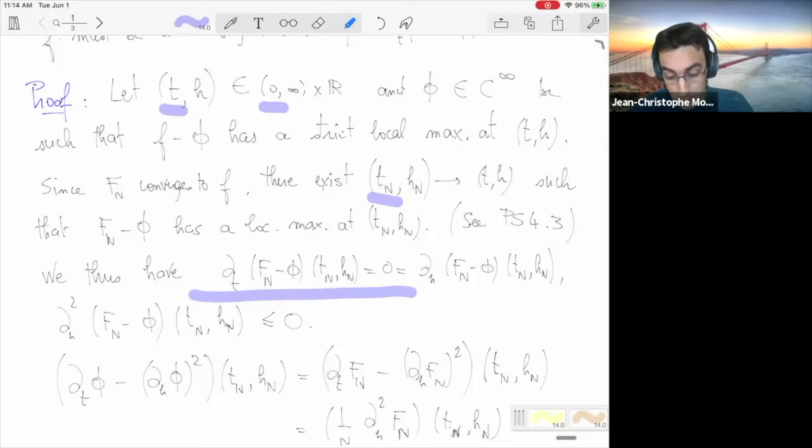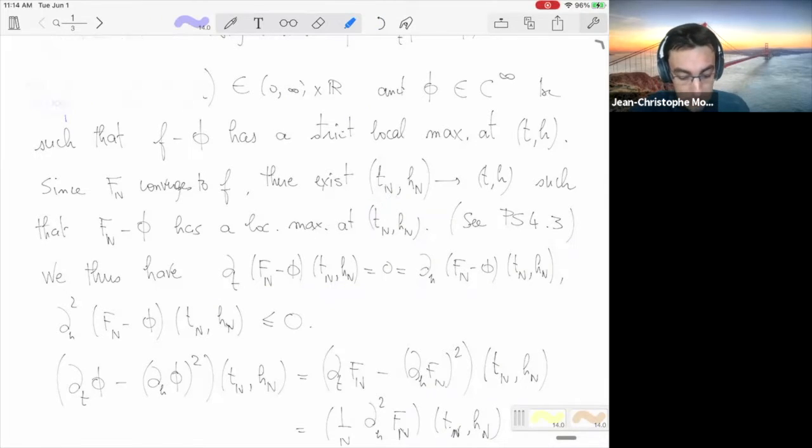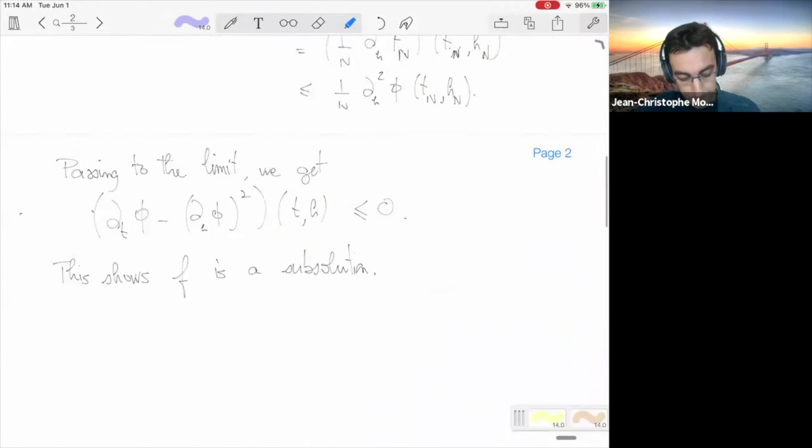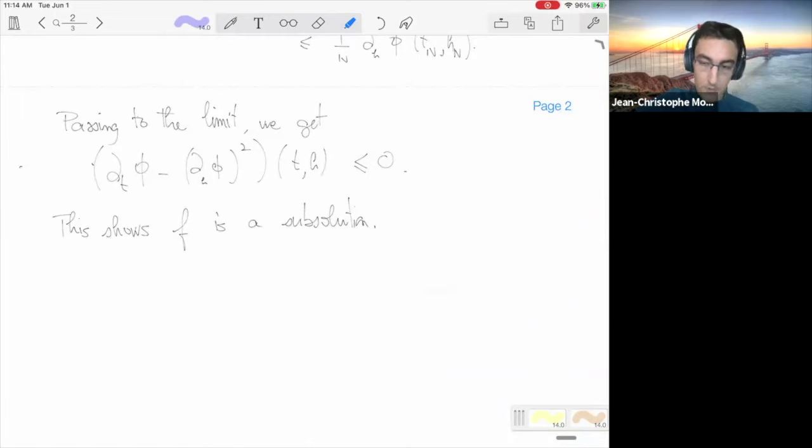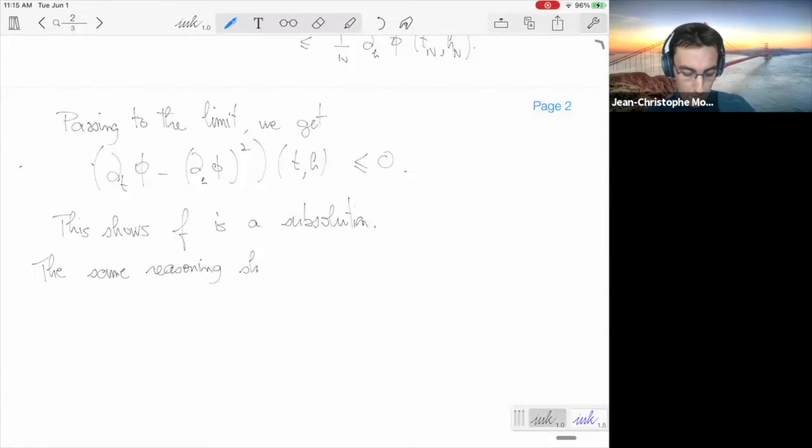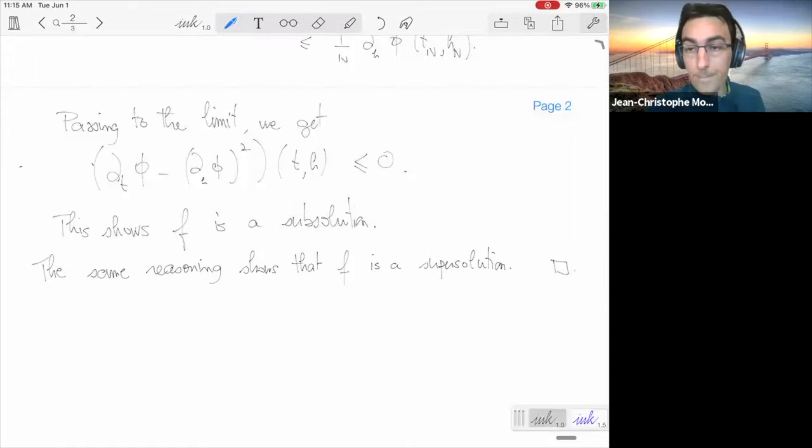And this is important. It was important for me that in the definition of this solution, I only look at contact points which are detached from 0 for the t variable. Otherwise, there will be a gap in my argument here. And for the converse argument, for the supersolution argument, it's really the same, so I'm not going to do it. The same reasoning shows that f is a supersolution. So that completes the proof.